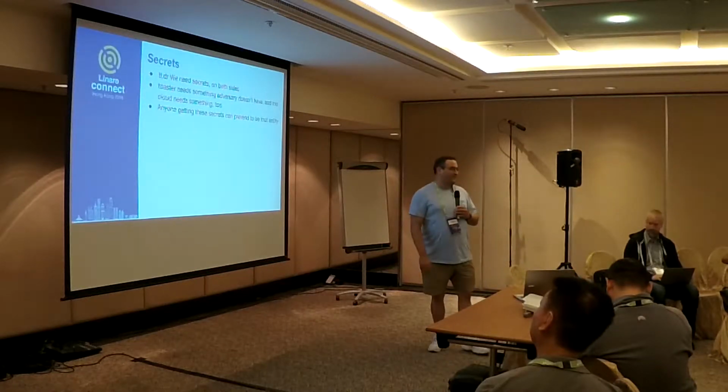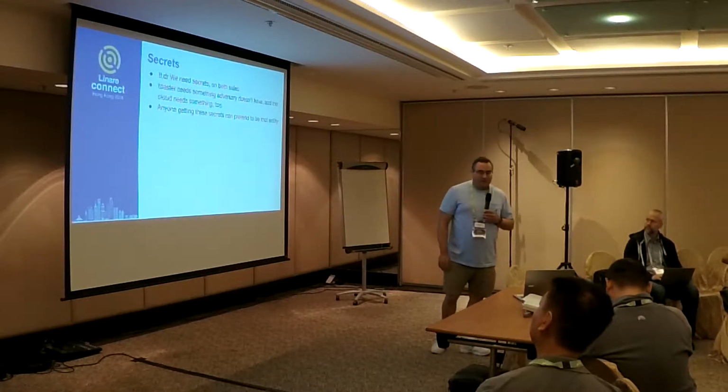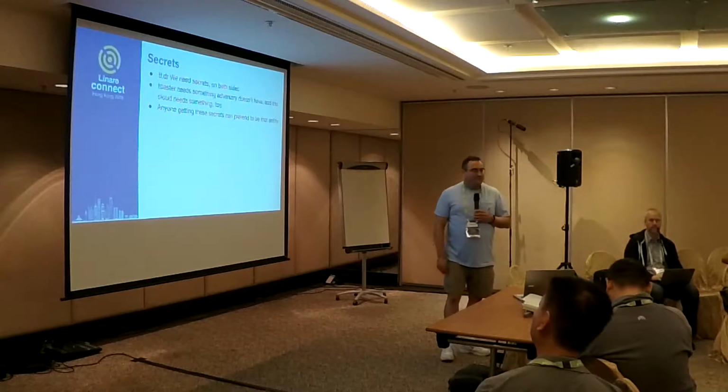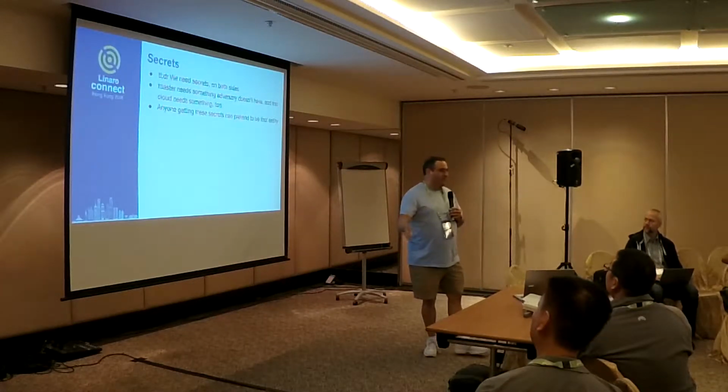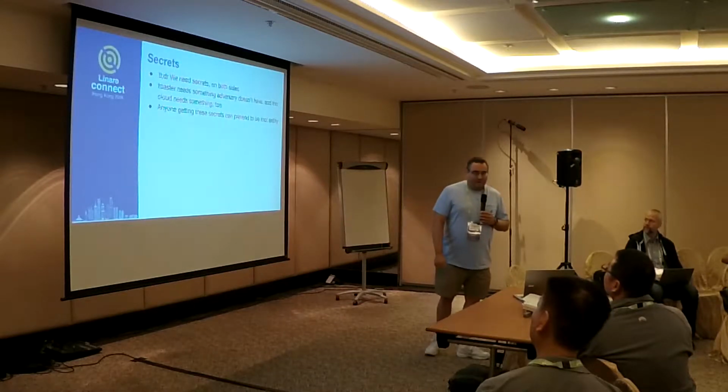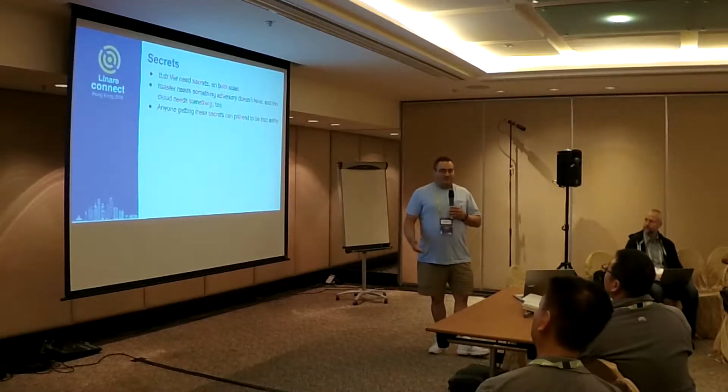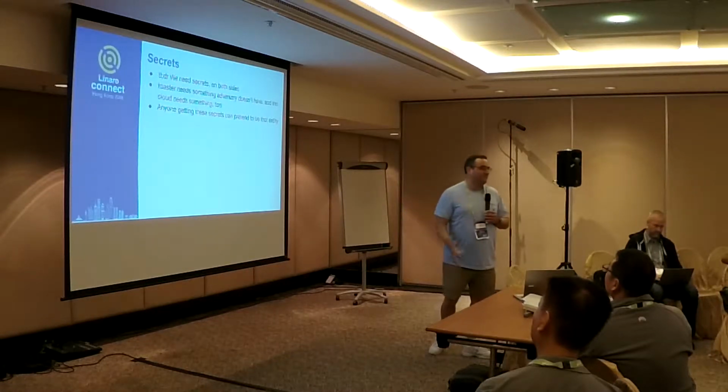TLDR, we need secrets on both sides. The toaster needs something the adversary doesn't have, and the cloud needs something the adversary doesn't have. And anyone who gets these secrets can pretend to be the party that had the secret.